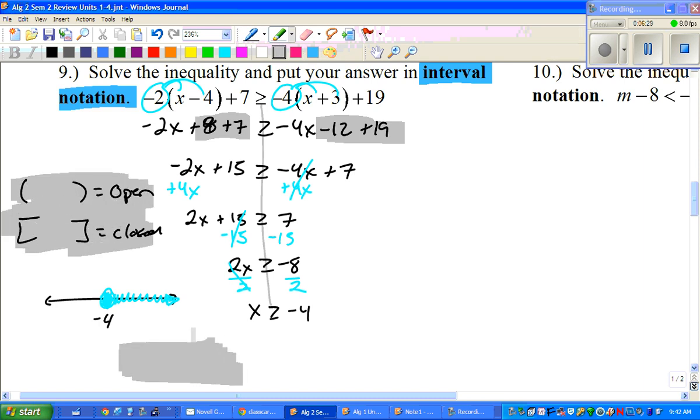Okay, so our final answer, we start at negative 4, which is closed, and it goes all the way to positive infinity. That's what that arrow means. And then we use a bracket, or the parentheses, I'm sorry. Okay?